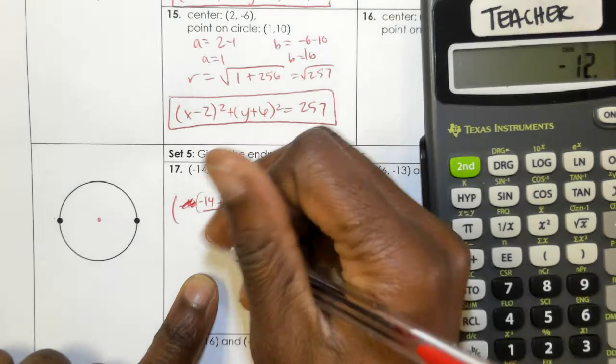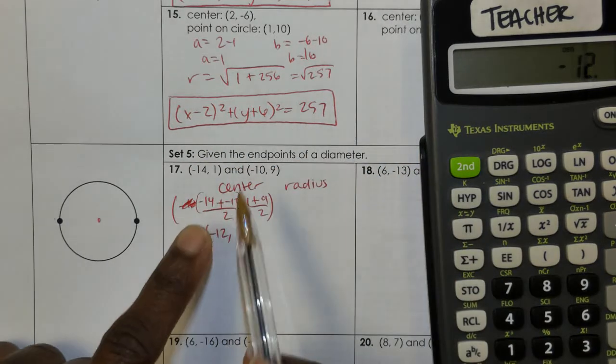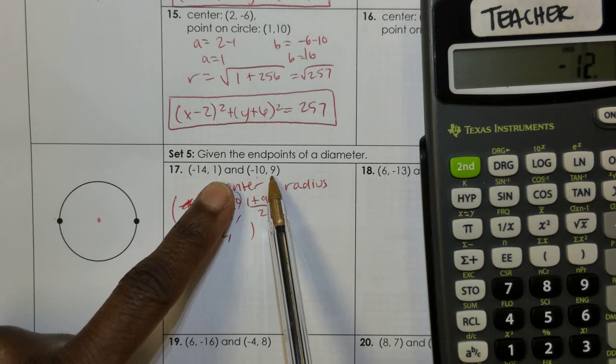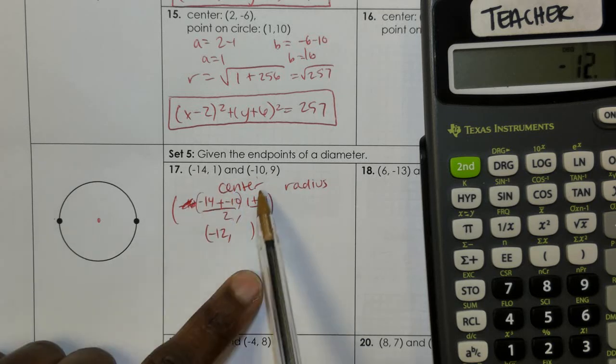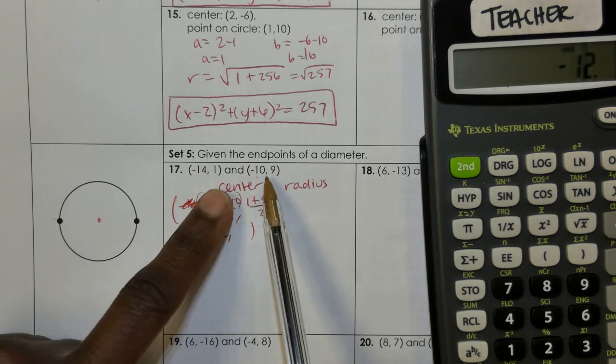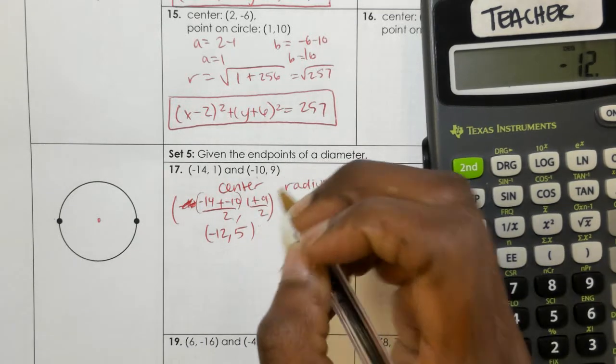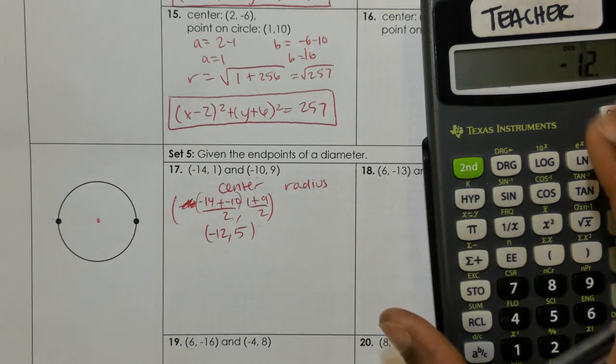So it's negative 12. And you want to make sure your answer is reasonable. Is negative 12 in the middle of negative 10 and negative 14? Yes, so that's the right midpoint. Is 5 in the middle of 1 and 9? If you add them, 10 divided by 2, 5 is in the middle. It's 4 units away from 9 and 4 units away from 1. Okay, so that's the center.